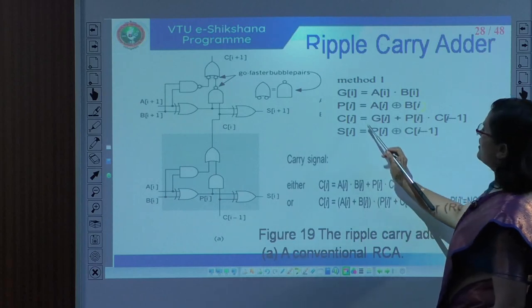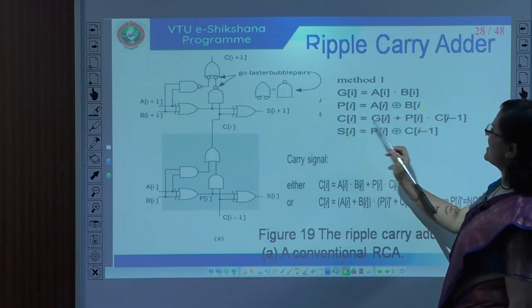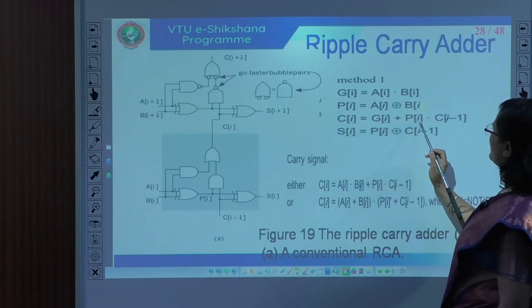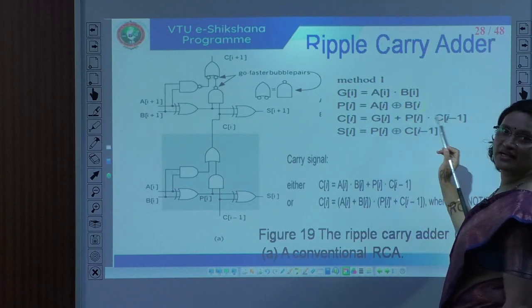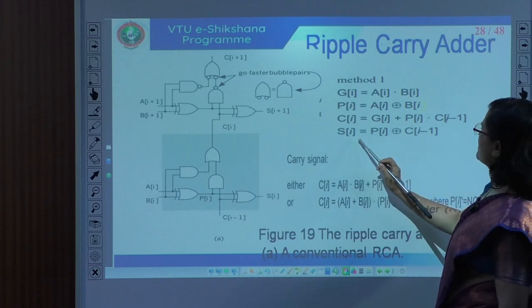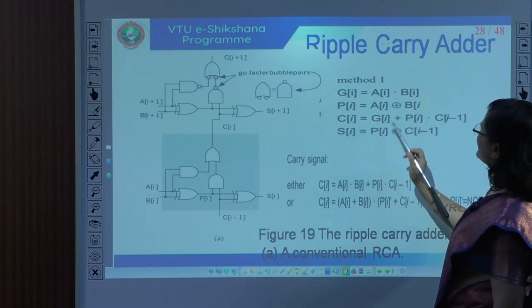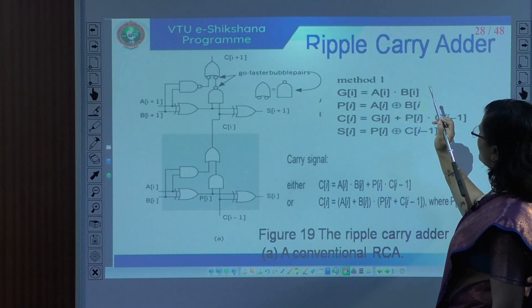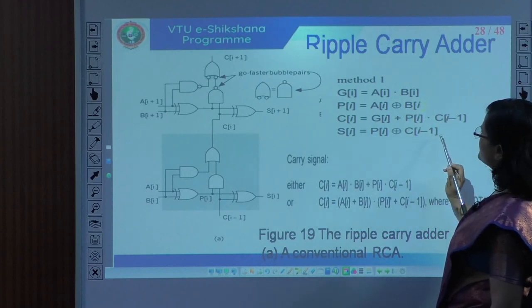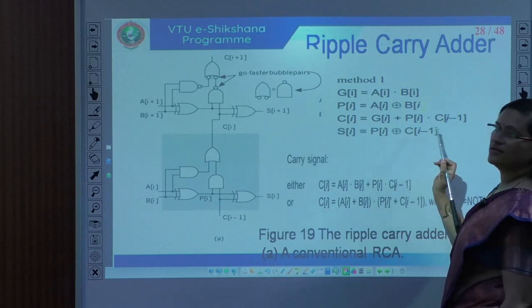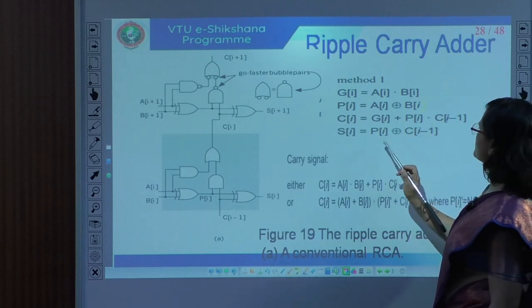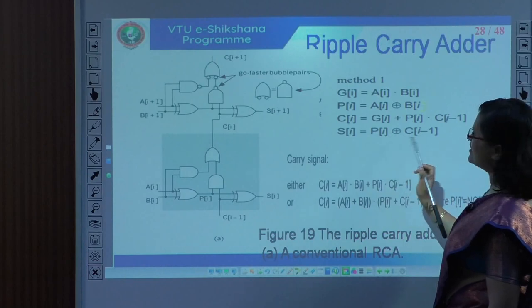Ci = Ai·Bi + Pi·Ci-1, that is Gi + Pi·Ci-1, where Pi is A XOR B, and Ci-1 is the carry from the previous stage. The sum is nothing but A XOR B XOR Ci-1, or I can directly write it as Pi XOR Ci-1. So I can directly write it this way.